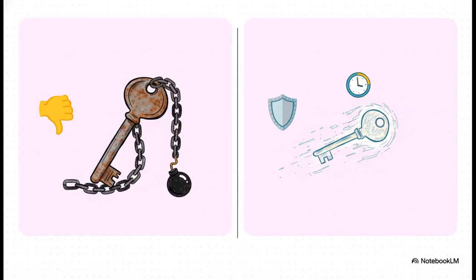So let's compare the bad old way with the modern, much more secure way. Instead of those static, permanent keys, the answer is something called Workload Identity Federation. Think of it this way. Your app, wherever it's running, AWS, Azure, your own data center, can securely prove its identity to Google. And in exchange, Google gives it a temporary, short-lived access token. No permanent keys to leak, no manual rotation.